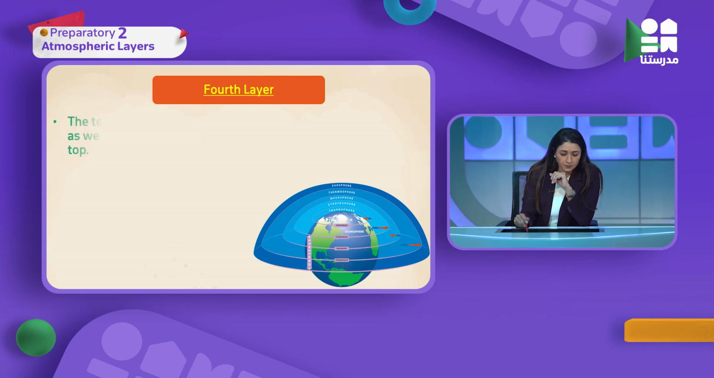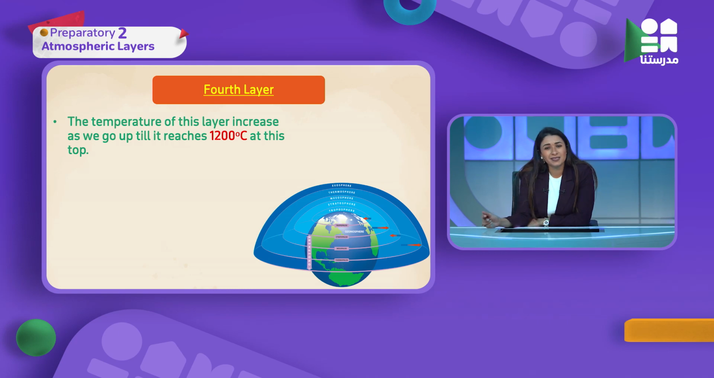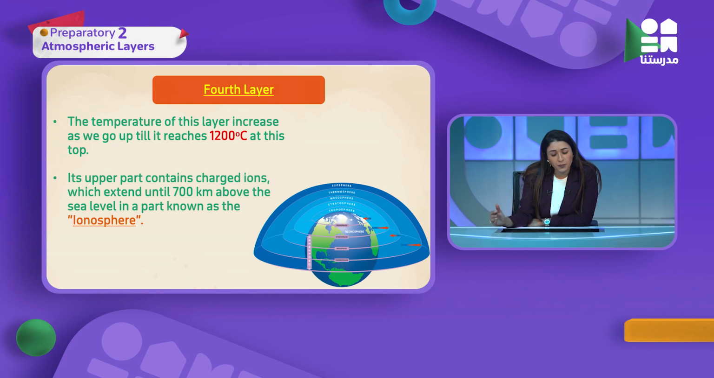طيب بيقول لي the temperature in this layer starts to increase till it reaches 1200 Celsius. متخيلين درجة الحرارة بتعلى ازاي لحد ما توصل 1200 درجة مئوية. يبقى it is considered the hottest layer. The upper part of it contains charged ions وسمي اللاير دي ionosphere. Okay? This layer extends from the sea level to 700 kilometers and I want you to study these numbers very carefully.